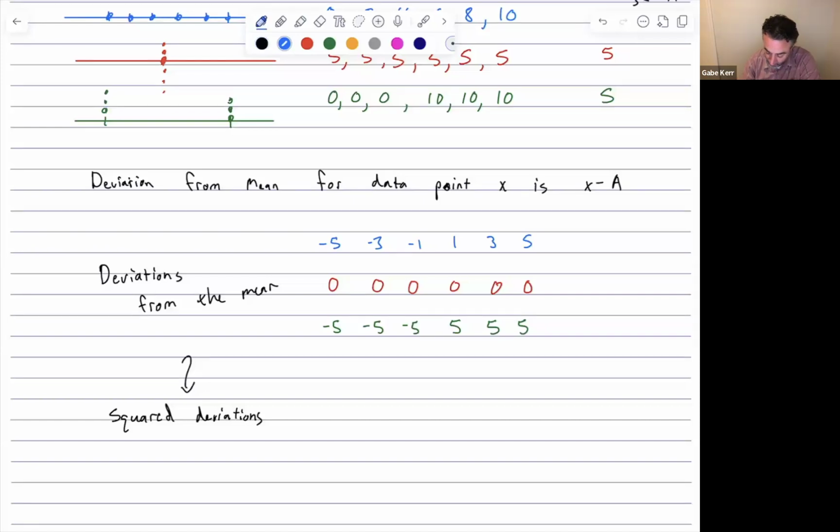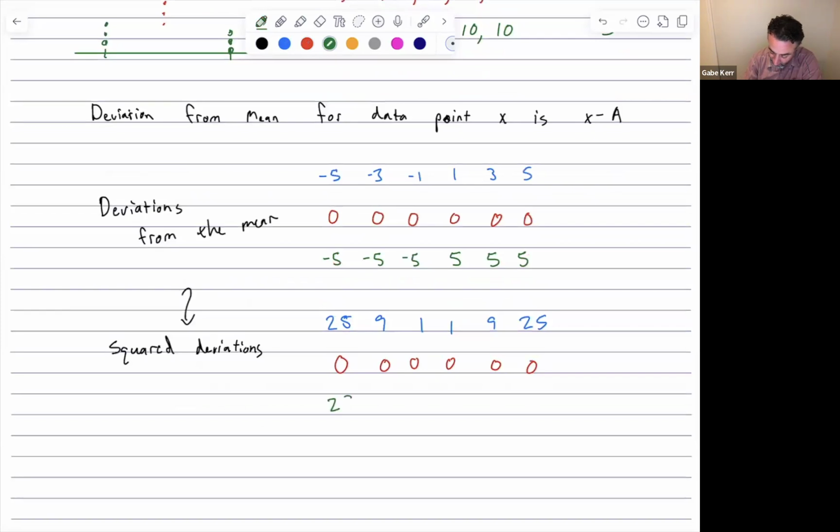And what do we get? Well, we get -5 squared is 25. We get 9. We get 1, 1. And this has the effect of making all of our numbers non-negative. So here, if we take 0 squared, we're just going to get 0, no problem. And in the last case, we're just going to get 25, 25, 25, over and over. Great.